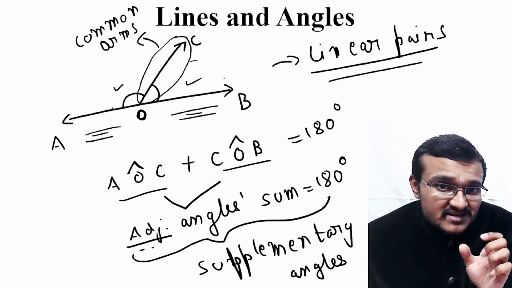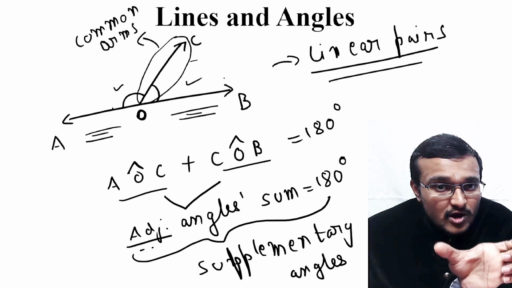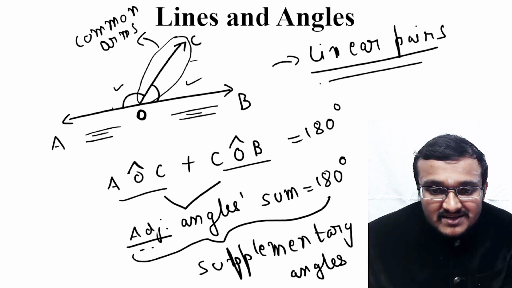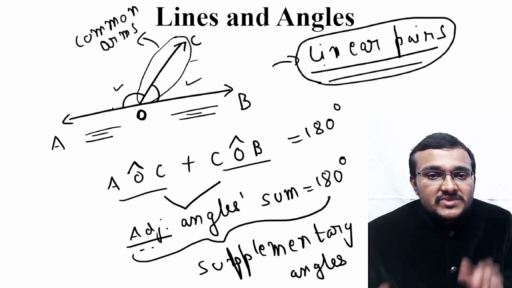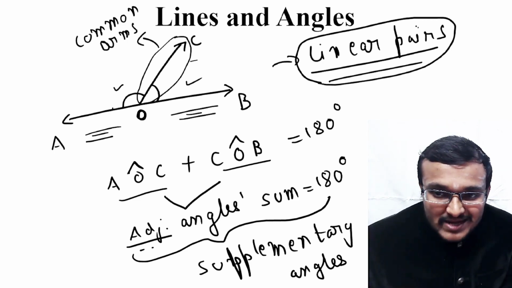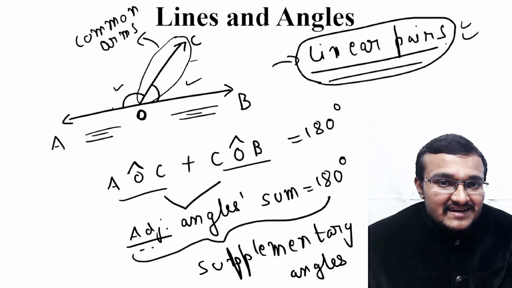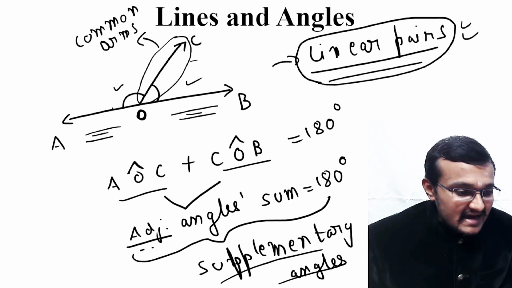That shows this is forming a straight line. The non-common arms are forming a straight line. Hence these supplementary angles also form a straight line for non-common arms. So that's why these two angles are also known as linear pairs, and they are also known as supplementary angles.